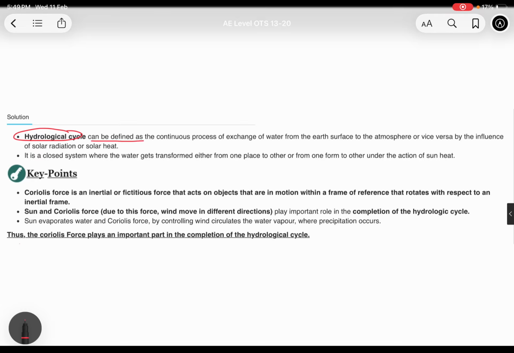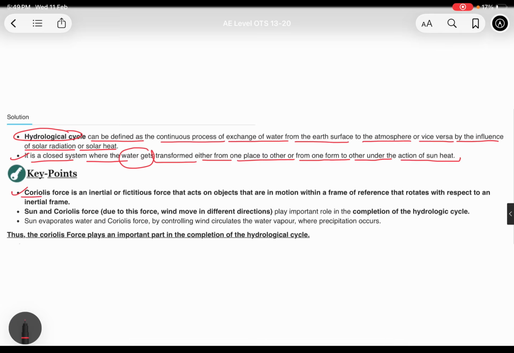The hydrological cycle can be defined as the continuous process of exchange of water from the Earth's surface to the atmosphere or vice versa by the influence of solar radiation and solar heat. It is a closed system where the water gets transformed either from one place to another or from one form to another under the action of the sun's heat.